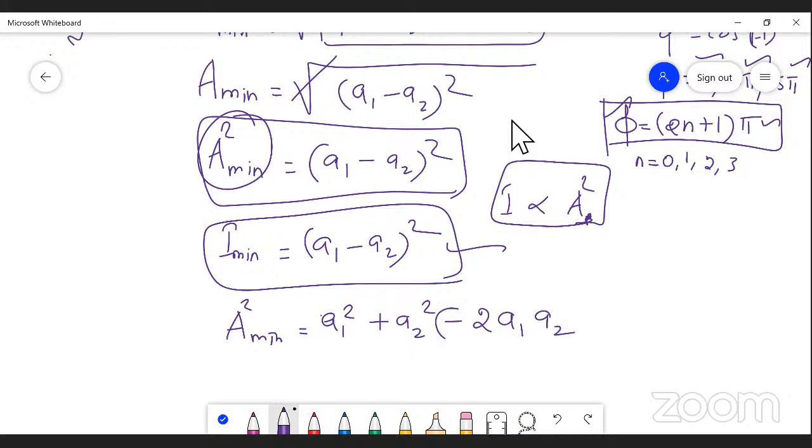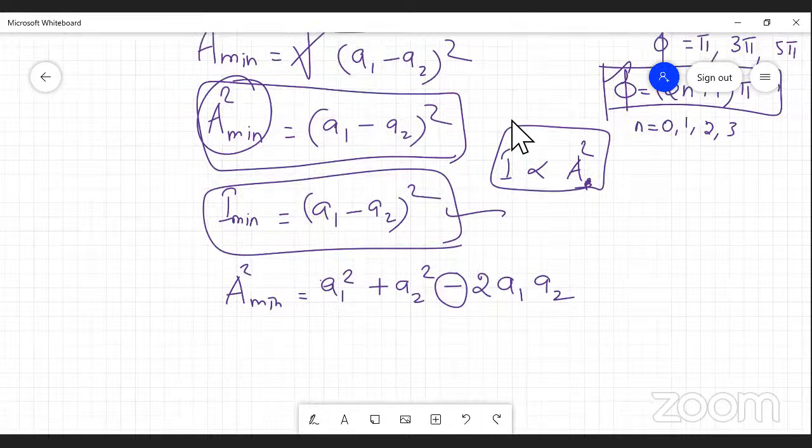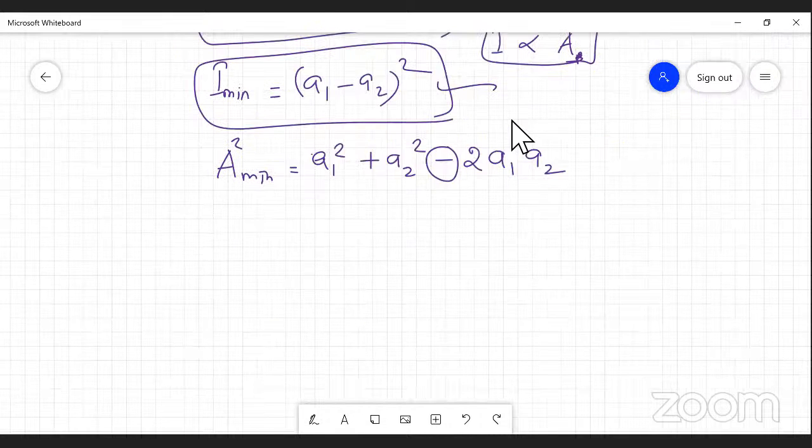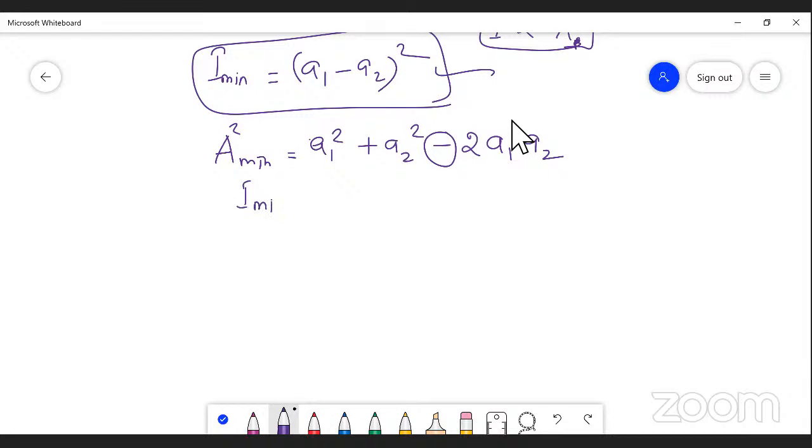That's why the point is negative. So A square minimum, which is equal to the form of intensity minimum, which is equal to A square, means the amplitude of the first wave is directly proportional to intensity. So A1 square is directly proportional to I1. So A1 square is equal to I1, and A2 square is equal to the square of the amplitude.